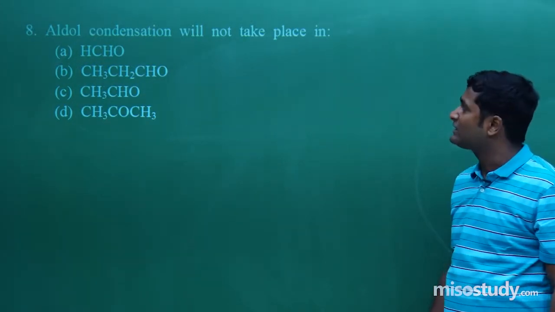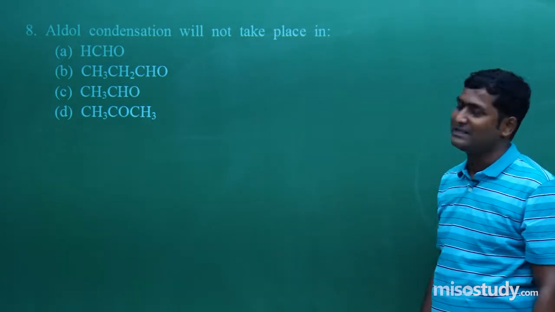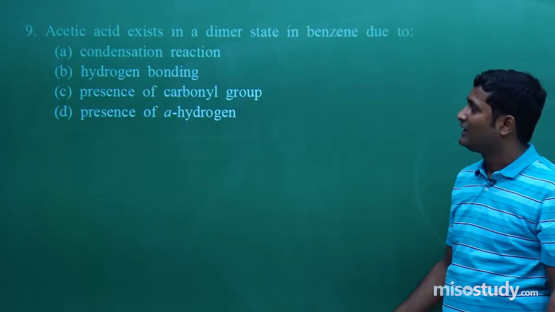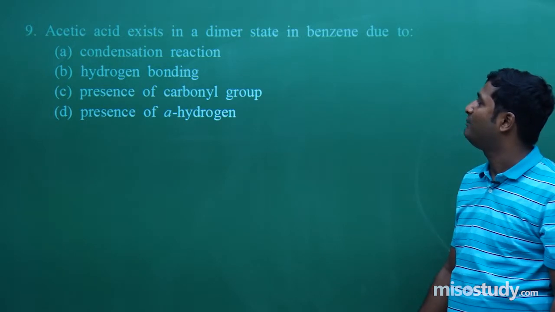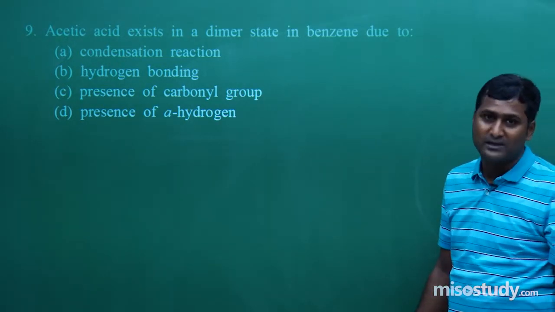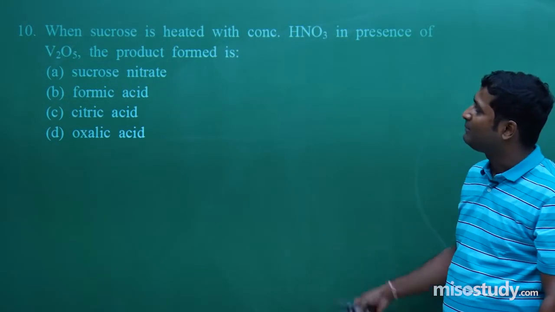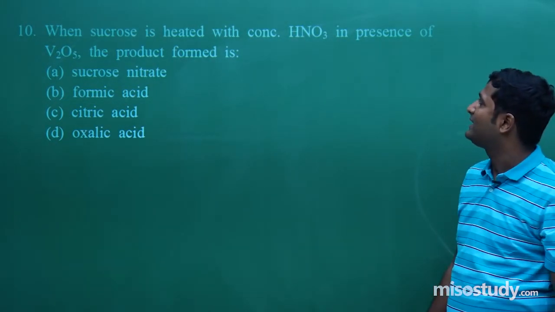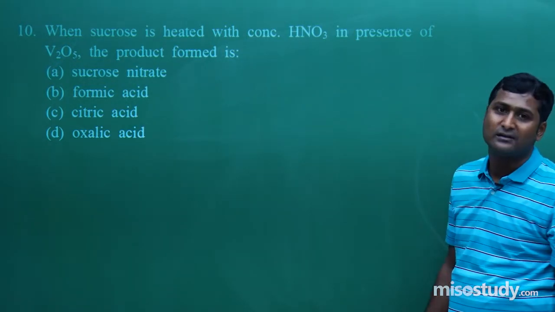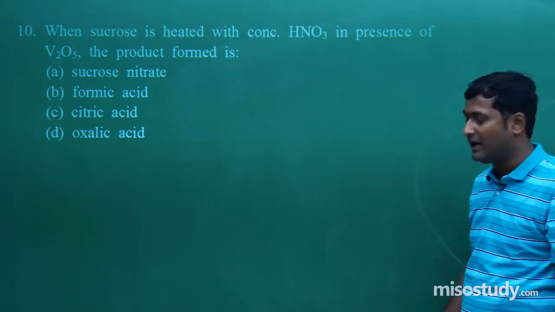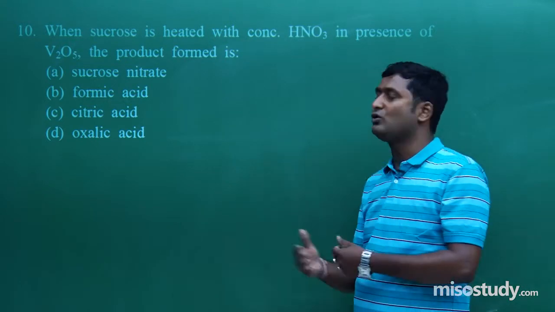Now aldol condensation will not take place in, as I discussed many times, that is A, HCHO, formaldehyde. Now let's move to question number 9. Acetic acid exists in a dimer state in benzene due to the presence of hydrogen bonding. Now question number 10, this is simple. When sucrose is heated with concentrated HNO3 in presence of V2O5, the product formed is oxalic acid, COOH. So I think now you can easily solve such kind of question, it is very easy to solve.